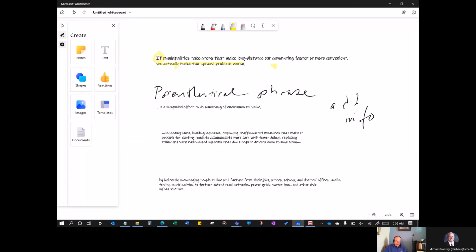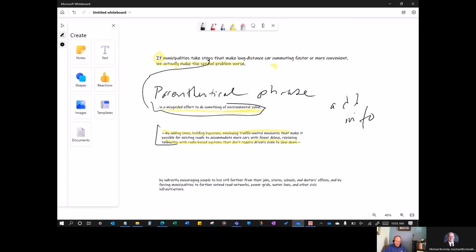But let's see when we go back to our whiteboard here, we have if municipalities take steps that make long distance commuting faster or more convenient. Well, what are those steps? Well, it's a misguided effort to do something of environmental value there, right? So it's well intentioned. It's a misguided effort. And then what does that effort do? By adding lanes and so on. All this is just noise, just telling us a little bit more information about how these things fit into each other.